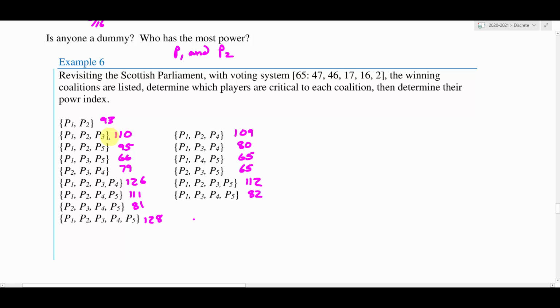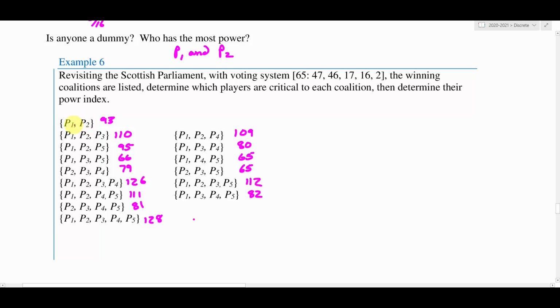And now we want to go through and determine who is critical. So if we find a critical player, we'll just circle them. That way we can easily count them later. All right, if you are critical, it means that you're in a coalition, and if you leave that coalition, you go from a winning coalition to a losing coalition.